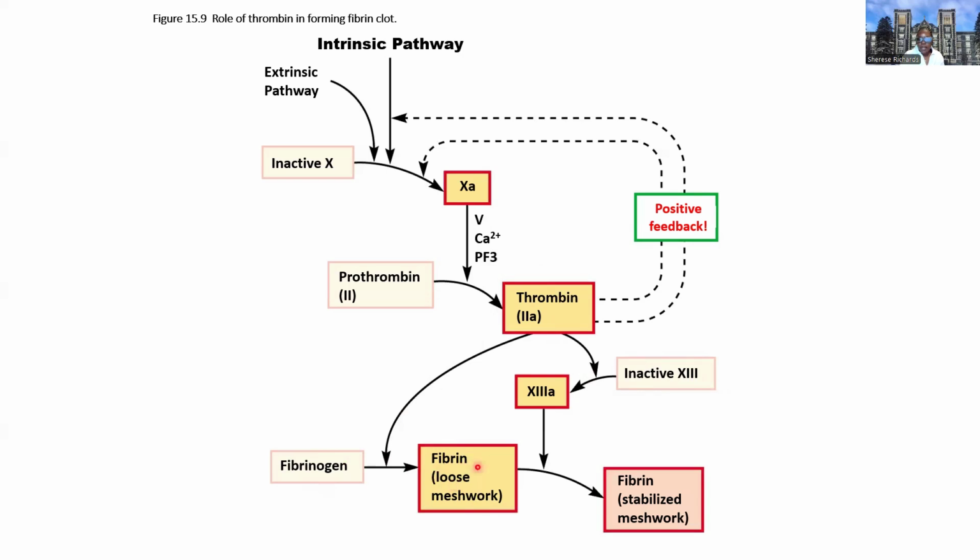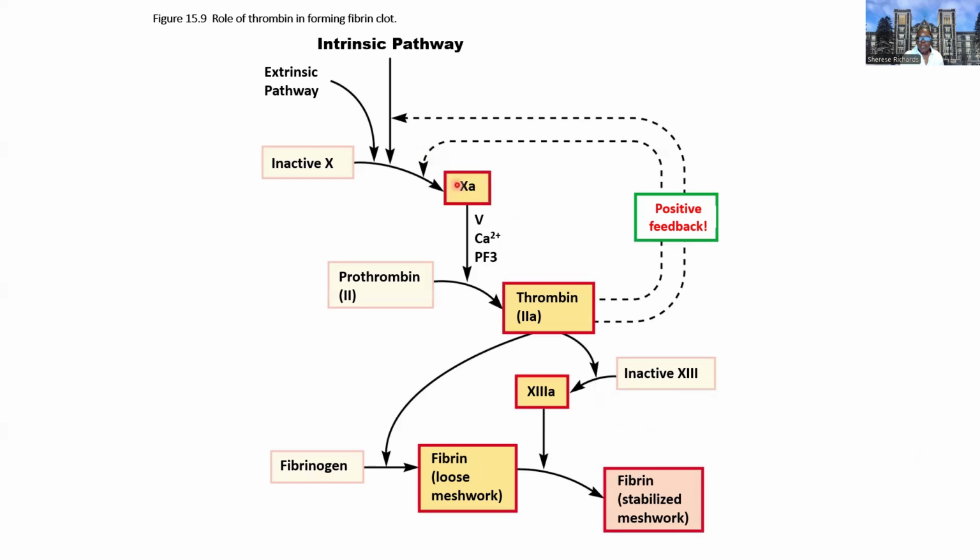So thrombin, very important in the securing of that initial fibrin clot. Now, factor 13A will then convert the loose meshwork, fibrin, into a more stabilized meshwork, which is the final fibrin clot. Okay, so I'll go over that here again.